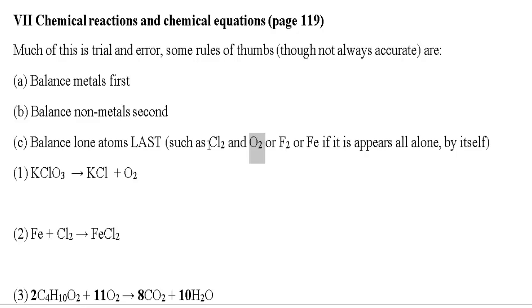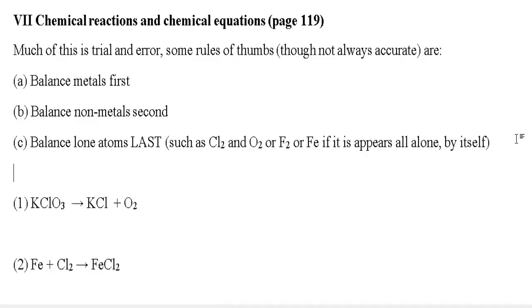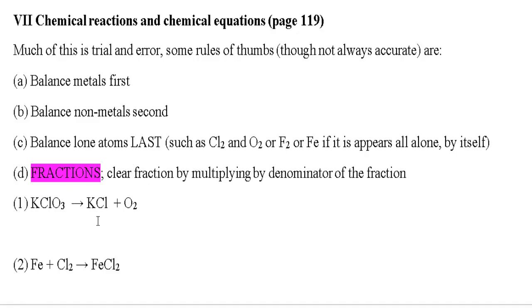So Cl will only affect Cl. If you have NaCl, whatever number you put in front will affect the Na as well as the Cl. So balance these loners, or these lone atoms, last. One thing I do want to mention is fractions. This is something that throws people off. You can have fractions, but usually what we do, just like in algebra, is clear the fraction by multiplying the whole equation by the denominator. So let's do some of these problems here.